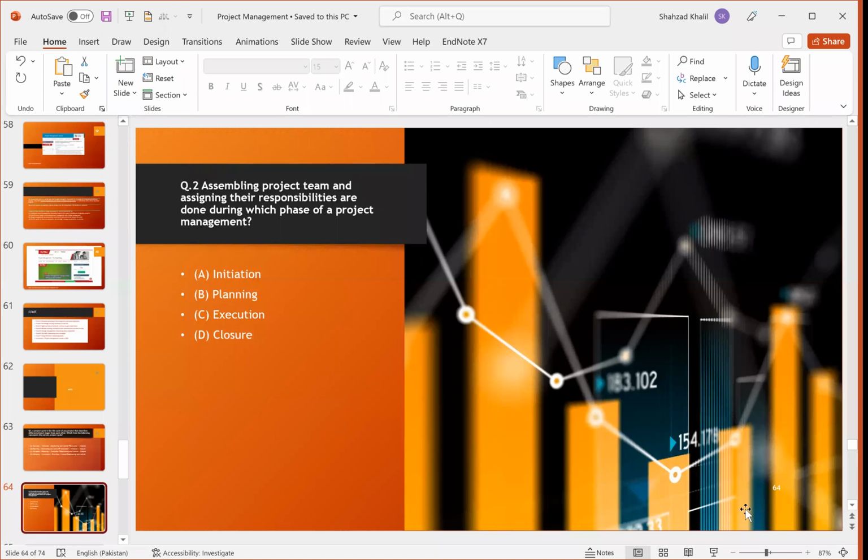Assembling the project team and assigning their responsibilities are done during which phase of project management? Initiation, planning, execution, or closure? B. No. The correct answer is A. The project team and all the assigned responsibilities are always done in the phase of initiation.